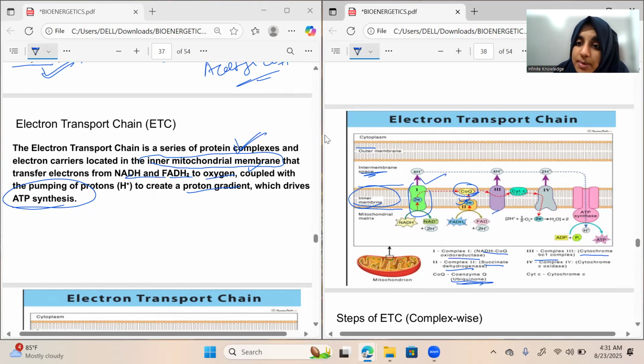Okay, you need to remember this. Complex 4 is cytochrome C oxidase. Complex 3 is cytochrome BC1. Complex 4 is cytochrome C oxidase. After that, we have ATP synthase, which basically uses the proton gradient to produce ATP.